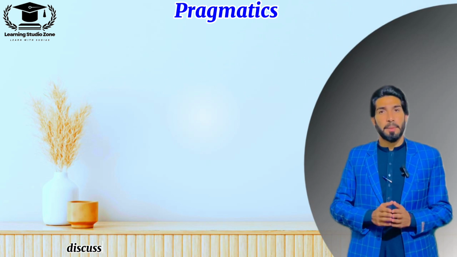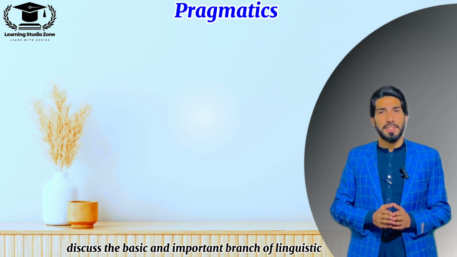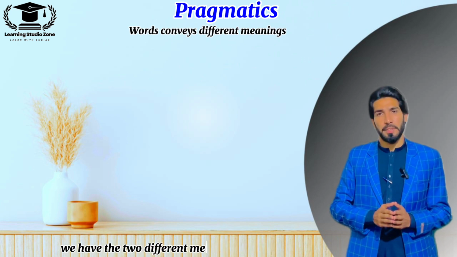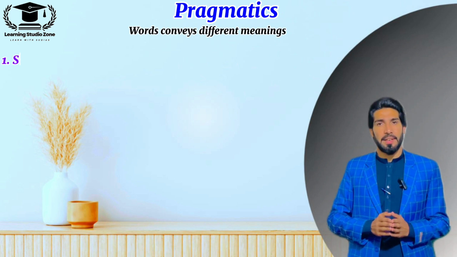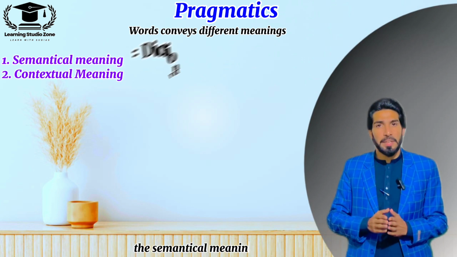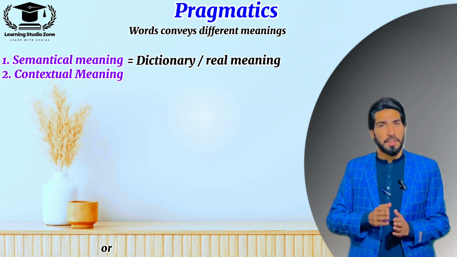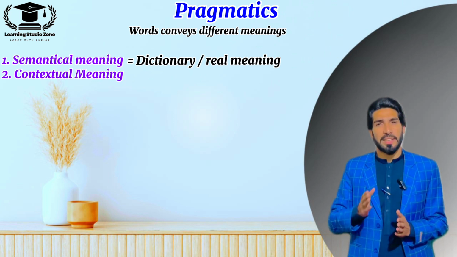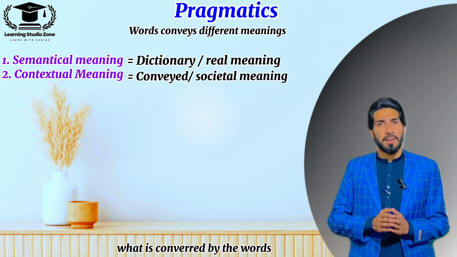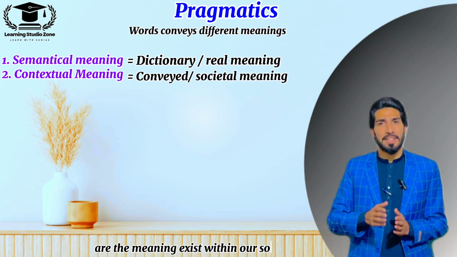Today I'm going to discuss the basic and important branch of linguistics, that is pragmatics. Most of the time we have two different meanings from what is said, like the semantical meaning and the contextual meaning. By the semantical meaning we mean the dictionary meaning or the real meaning of the words, while the contextual meaning means what is conveyed by the words or the meaning that exists within a society.